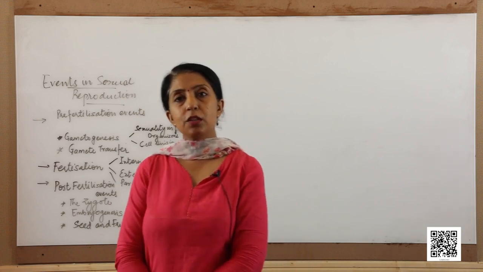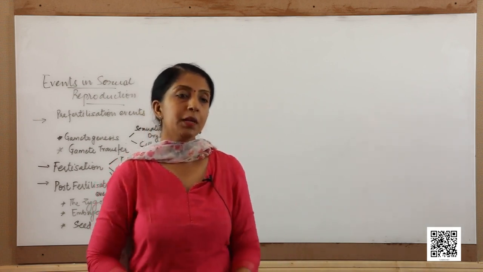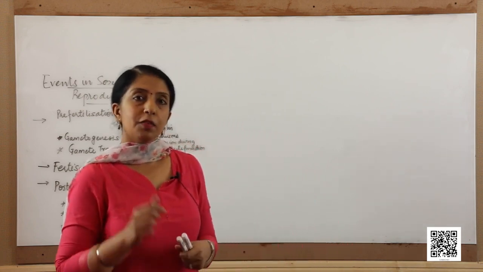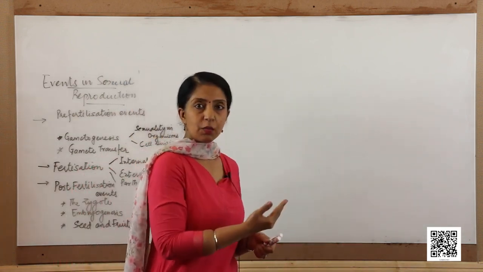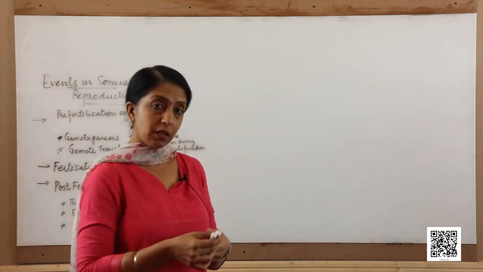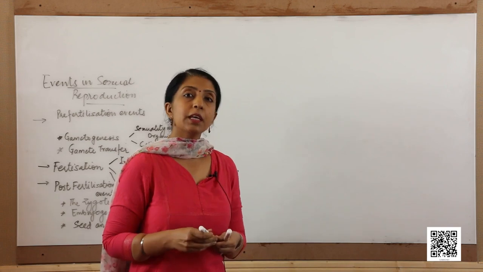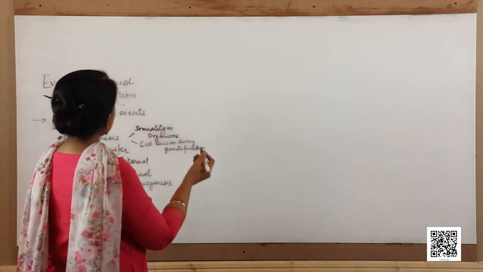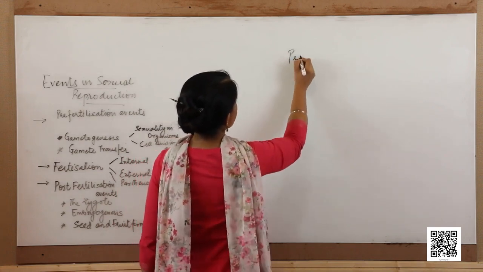The sexual reproduction in all organisms can be divided into basically three events. The first event is the pre-fertilization event, then the fertilization and the post-fertilization events. So, let us begin by understanding what the various pre-fertilization events are.